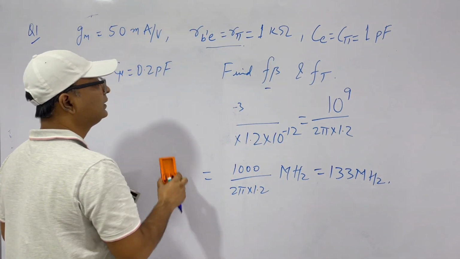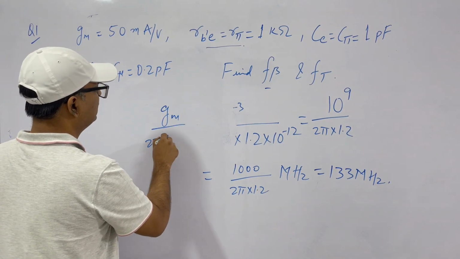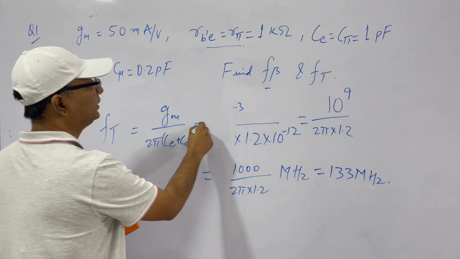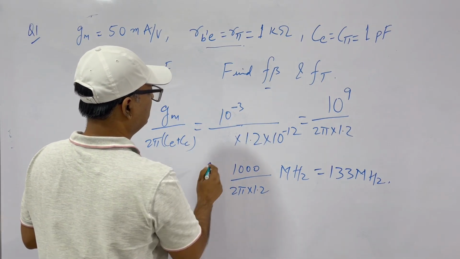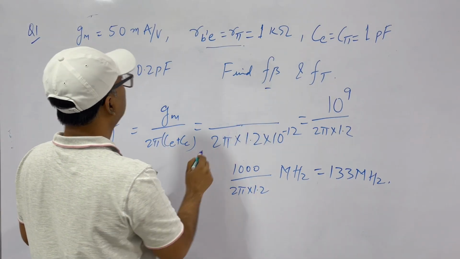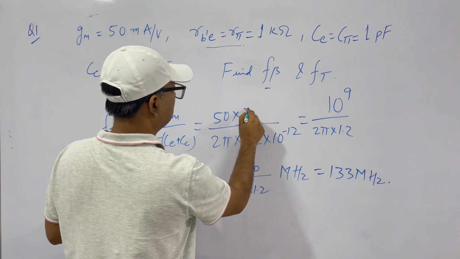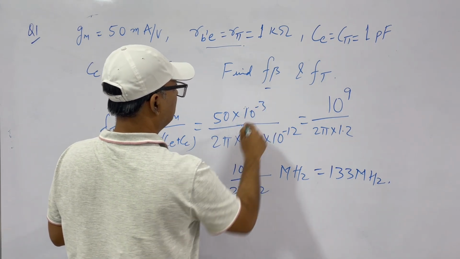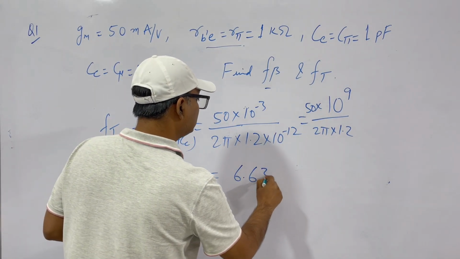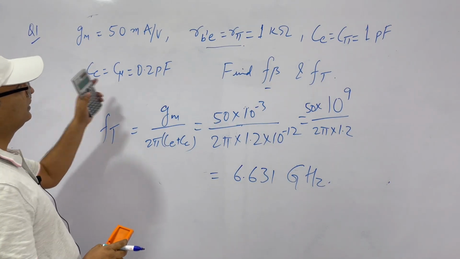Ft is the same. If you remember, it is just Gm by 2 pi C plus Cc. So let this remain the same, 2 pi. We'll see what is Gm. Gm is 50 milli, so 50 into 10 to the power minus 3. Now, what do we have? So it comes to 6.631 gigahertz. That is 10 to the power 9 hertz. Clear?